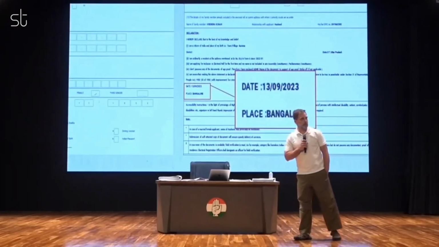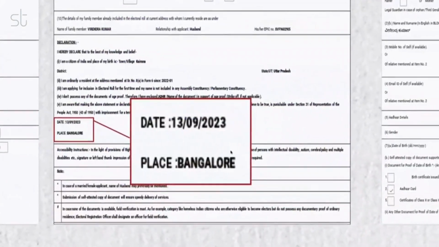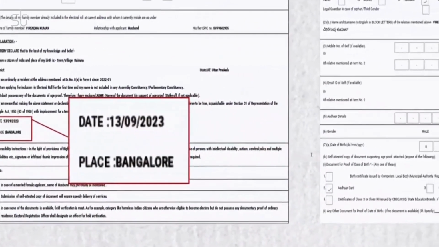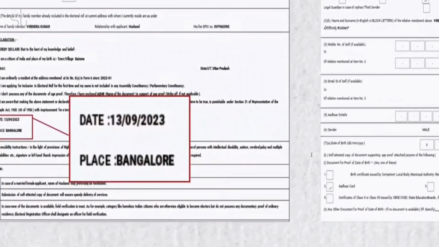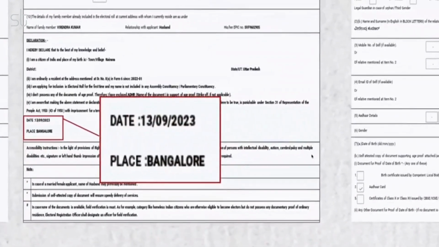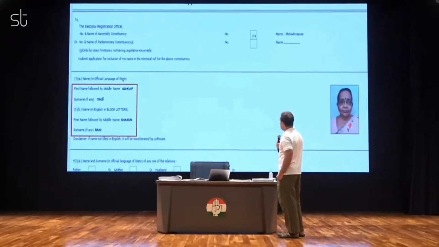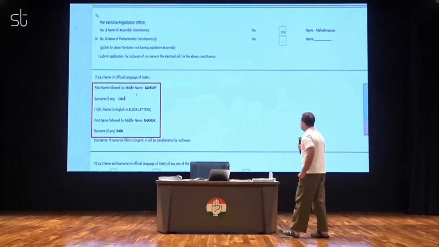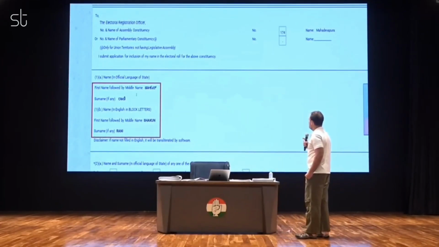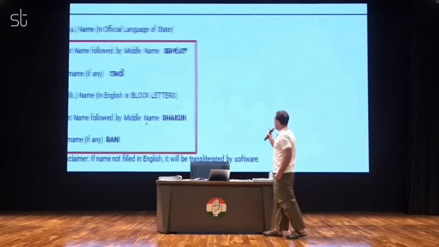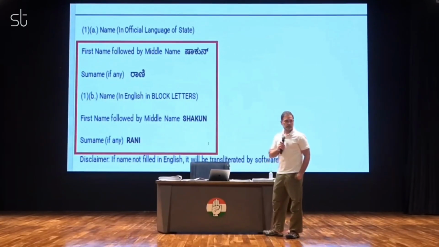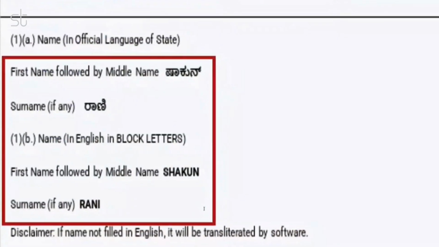And you see a very interesting thing here. She appears twice on the voter list. She comes in using Form 6. Zoom into her name the first time. Here, first name Shakun, surname Rani. Right? Now look at her picture.